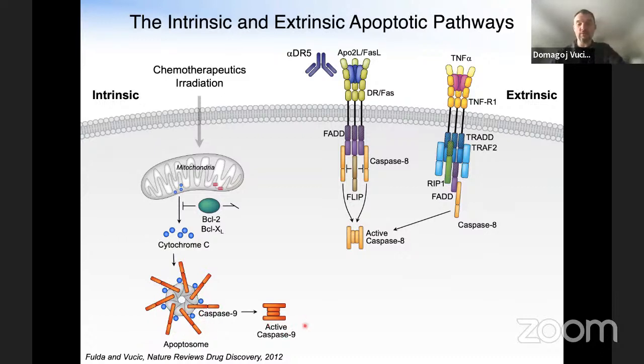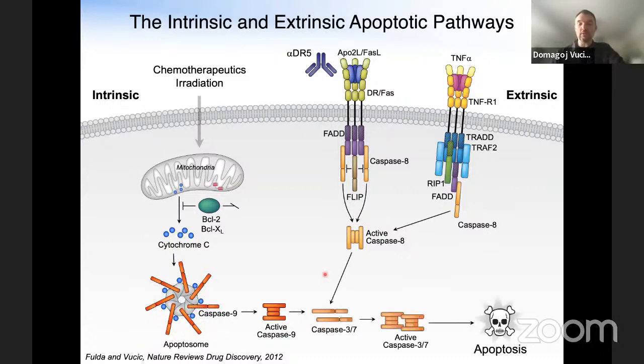And now we have active caspase 9, and both active caspase 8 and 9 can then converge on the activation of caspase 3 and 7, and then they cleave hundreds, thousands of cellular substrates and cause apoptotic cell death. And this process, which is so critical, is regulated at many levels.